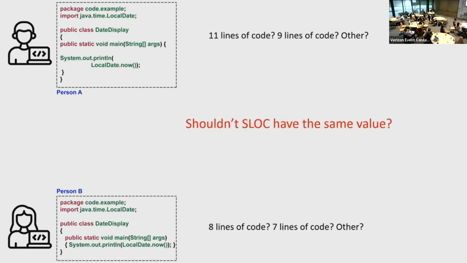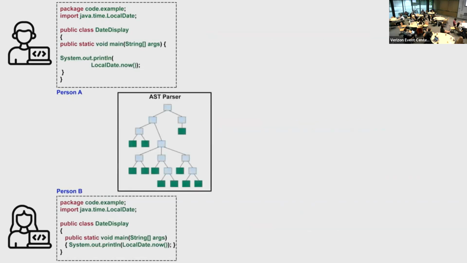Shouldn't both programs have the same lines since the code is identical? Our parser constructs an abstract syntax tree from the program to address this issue. ASTs separate how the code is represented from how the code is written. Thus, the internal representation is the same in this example. Nevertheless, we cannot count the number of lines directly from ASTs.